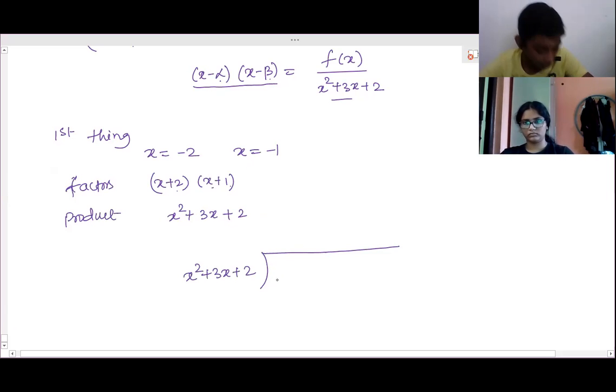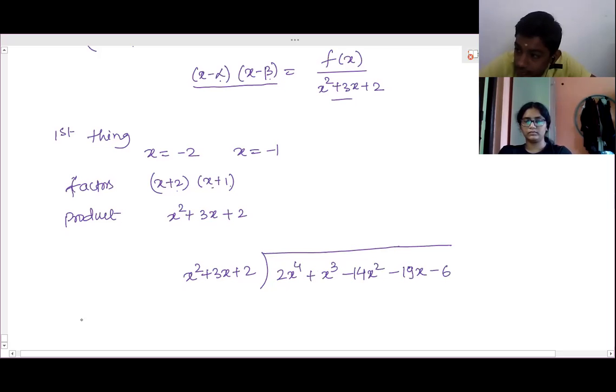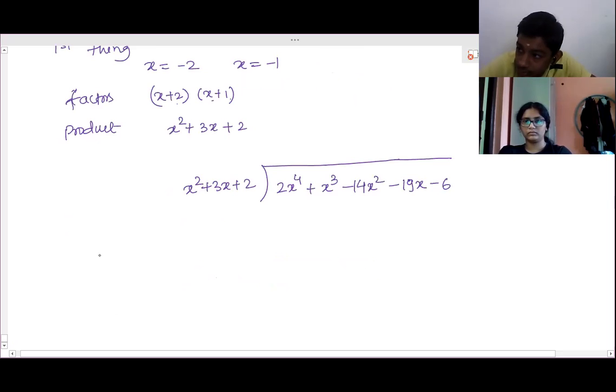Ma'am, 2x power 4 plus x cube minus 14x square minus 19x minus 6. Ma'am, even I divided, ma'am. Okay, let me divide and explain.